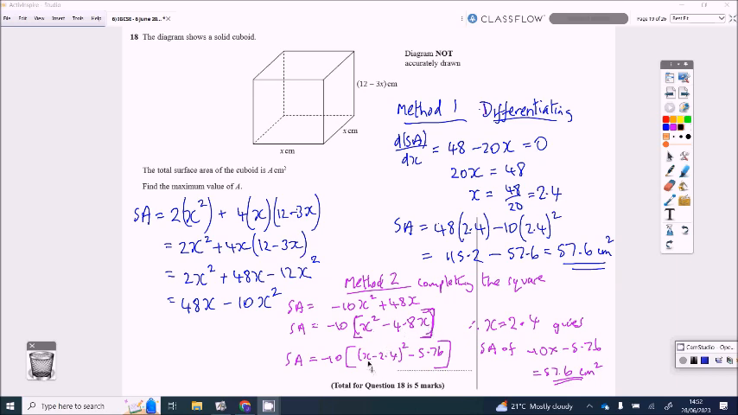Completing the square on that, I get x minus 2.4 all squared minus 5.76. So I can see there, to get this at a maximum, given I'm multiplying by minus 10, I want the inside to be the biggest possible. I need this to be 0. So again, my x value is going to be 2.4. And just like above, you then substitute that back into the surface area equation to get 57.6. So I think the differentiating method is easier, but you could have done this by completing the square if you prefer.